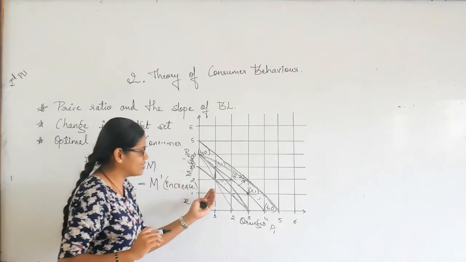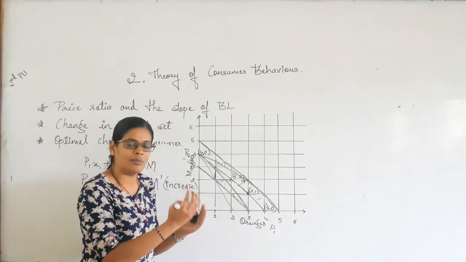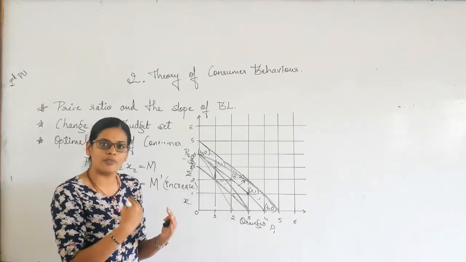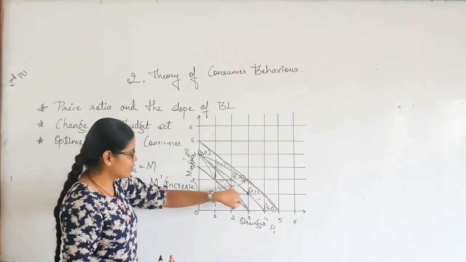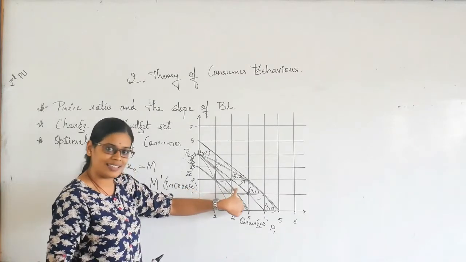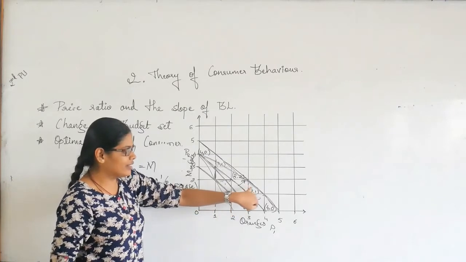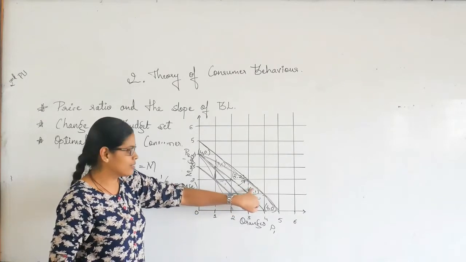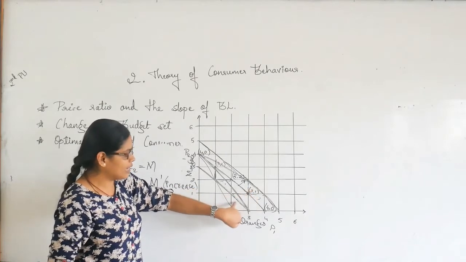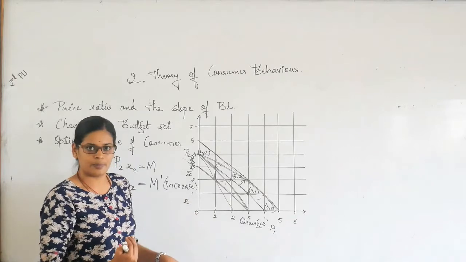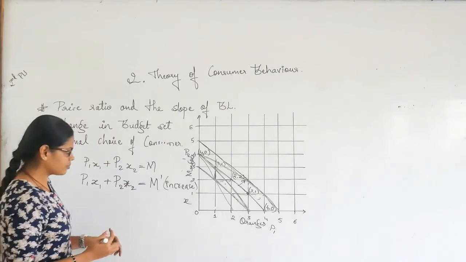So whenever there is a change in the consumer income, the budget line also changes. It also shifts from one place to another. So when we had 20 rupees as an income, the line was here. But when we increased it, the line shifted here. Okay. In the same way, when the income of that consumer decreases, then the budget line also shifts downwards.